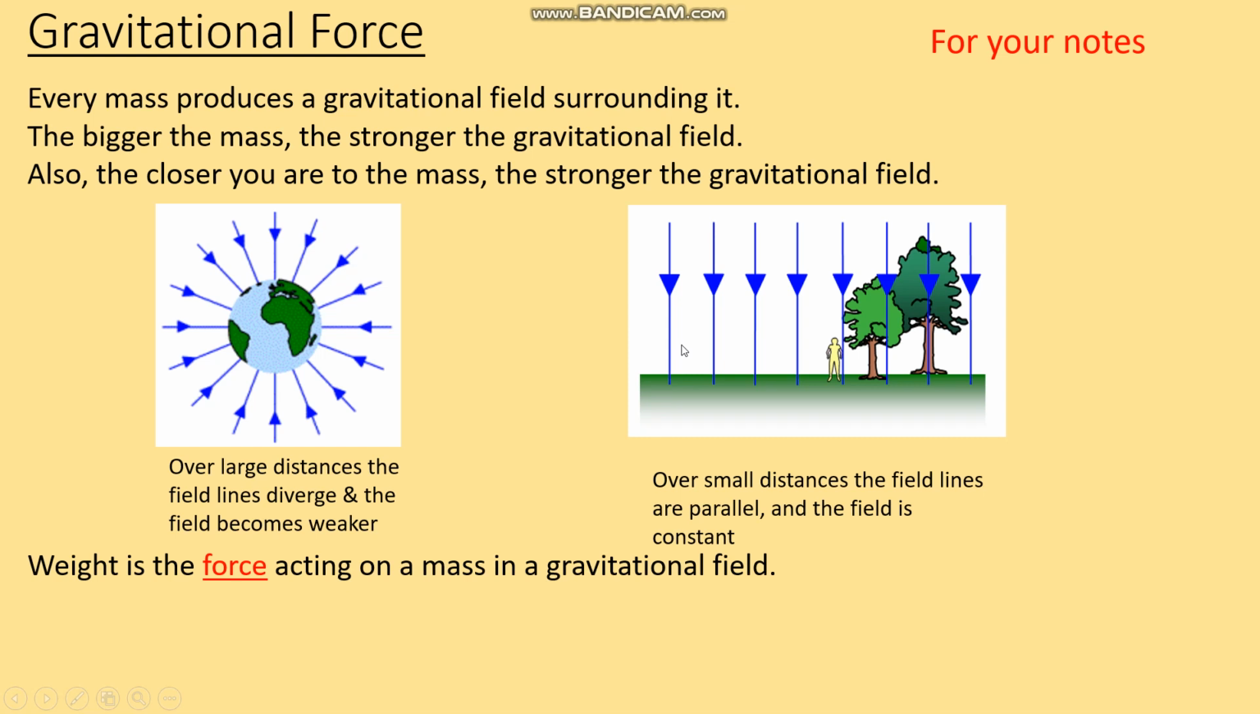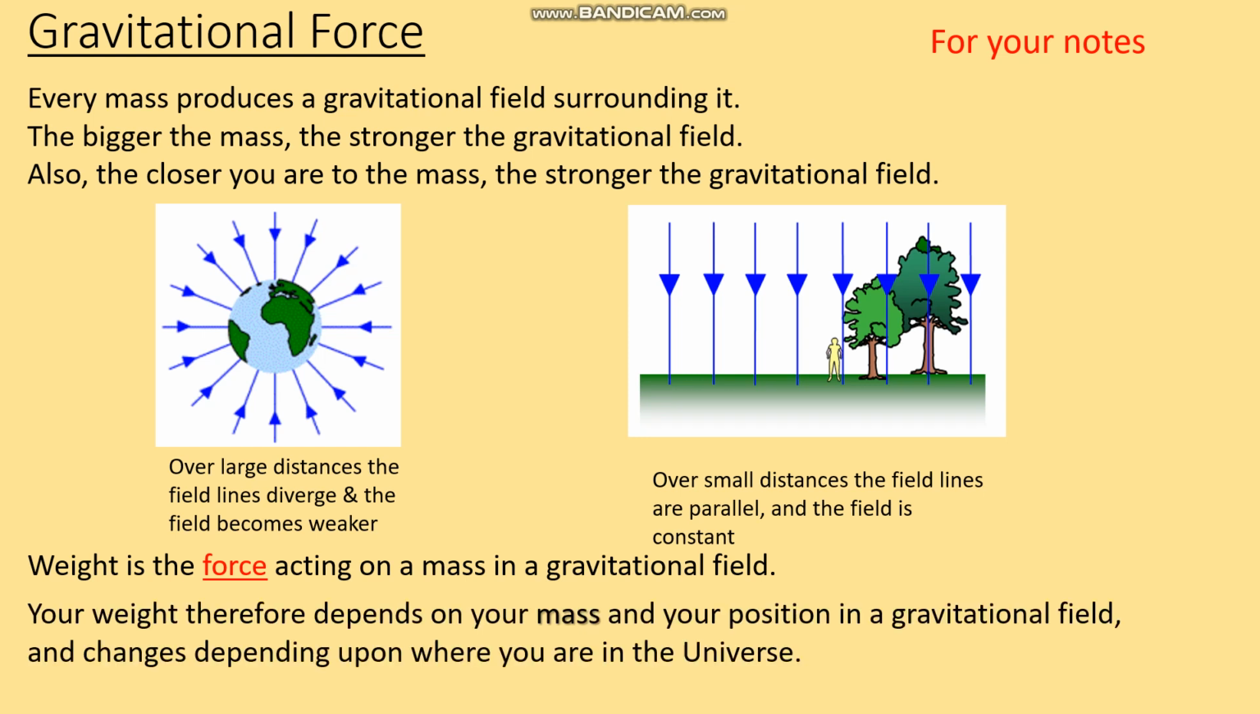Weight is the force acting on a mass in a gravitational field. People often get confused about the difference between mass and weight. Mass is a measure of how much stuff there is in something and doesn't change wherever you are in the universe, whereas weight is the force of gravity acting on that mass. So if the force of gravity changes, the weight of a body changes. On the moon you would weigh less because the force of gravity on the moon is less. Your mass would be the same. Please take time to complete that note.